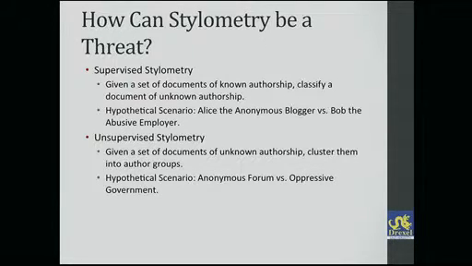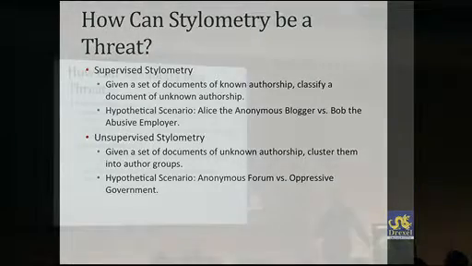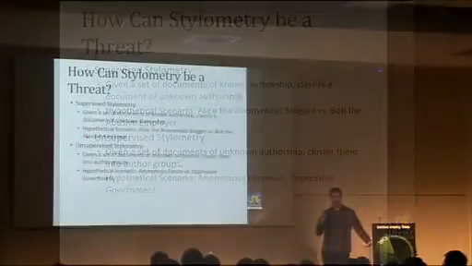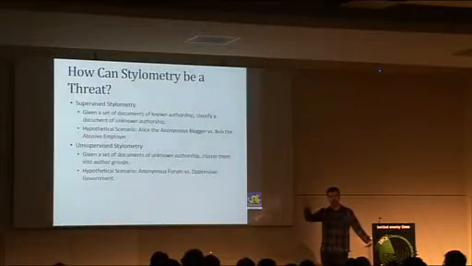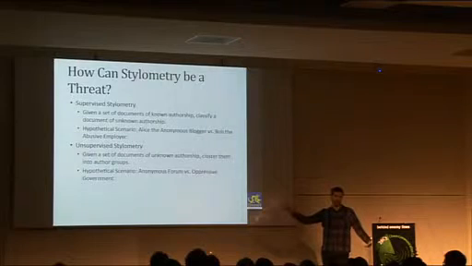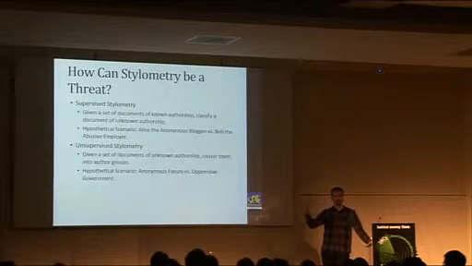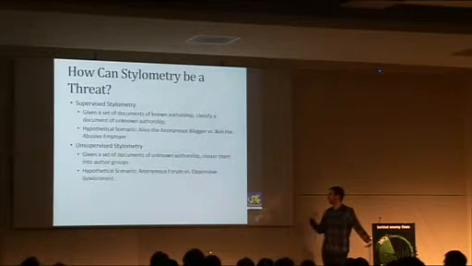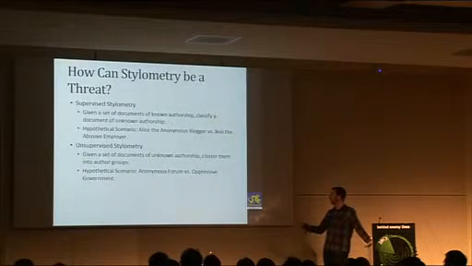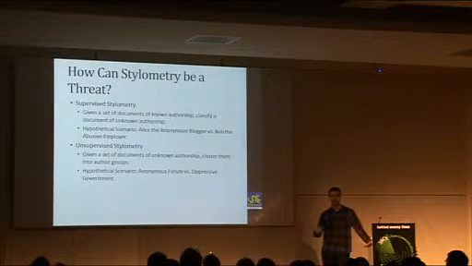So how can stylometry be a threat? Well, there's two basic problems in stylometry, the supervised one and the unsupervised one. I'll explain this briefly and give you a short hypothetical scenario for both of those. For one, supervised stylometry is when you have a set of documents of known authorship and you have an unknown document, but you believe it to be one of the authors in that set of known documents. It's a supervised classification problem. And a hypothetical scenario here might be Alice, the anonymous blogger, versus Bob, the abusive employer.